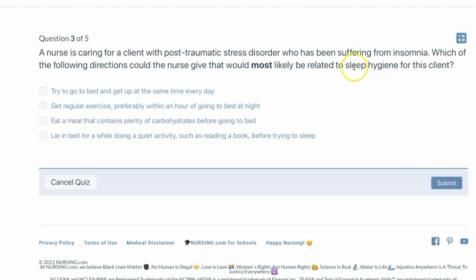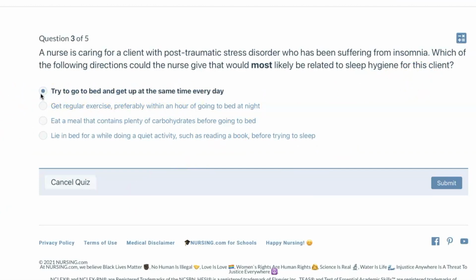Sleep hygiene just refers to doing things that are conducive to sleep. For example, if you're worried about something, writing it down, no electronics, let's say like an hour before bed or even 2 hours before bed, not exercising up to like 3 hours before bed. Those are all good sleep hygiene practices. Try to go to bed and get up at the same time every day.